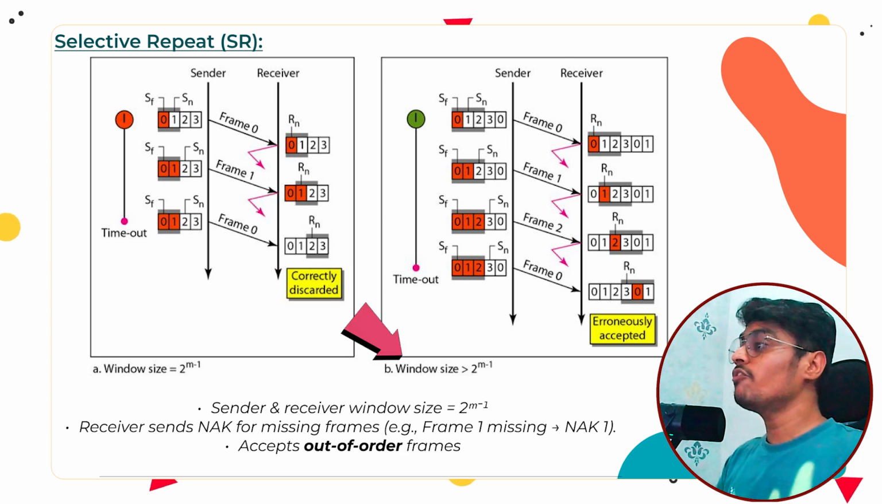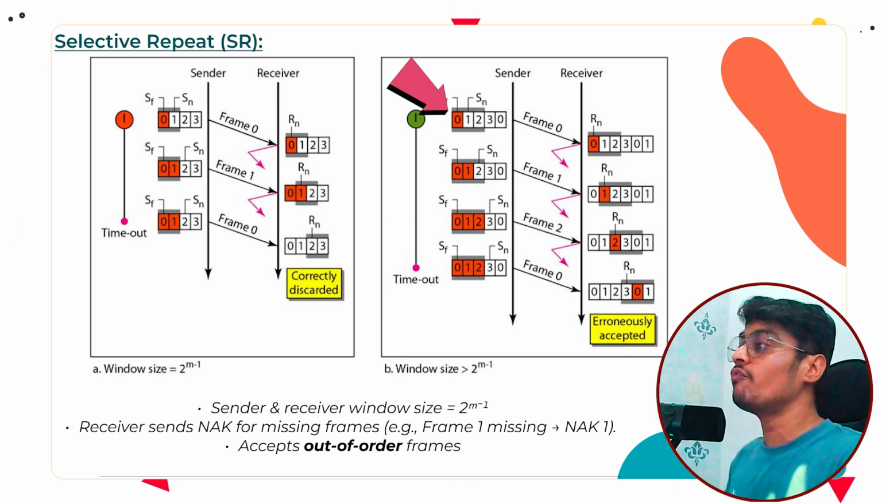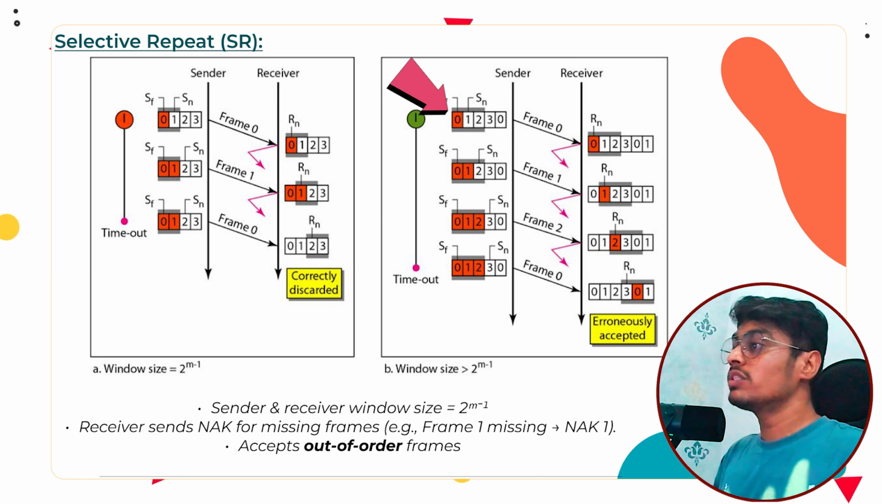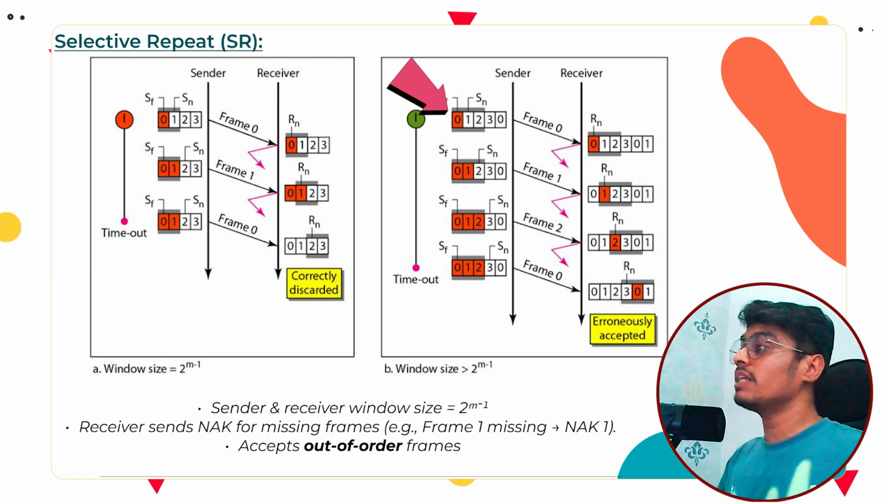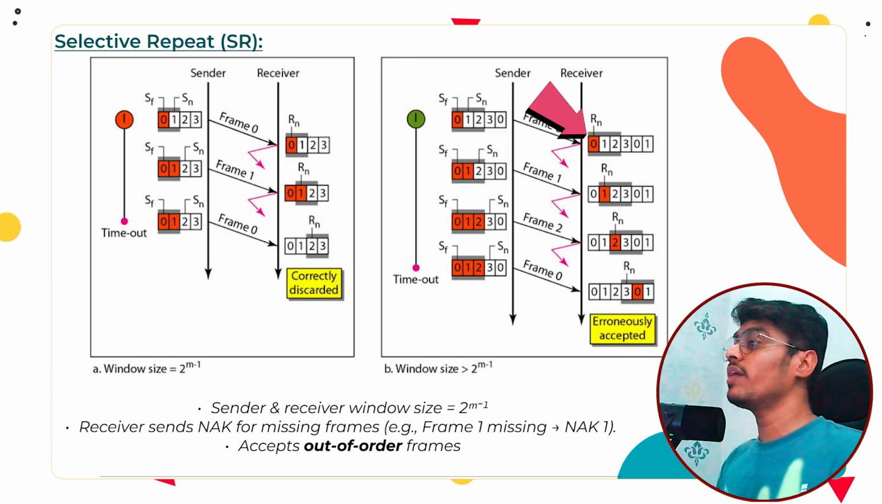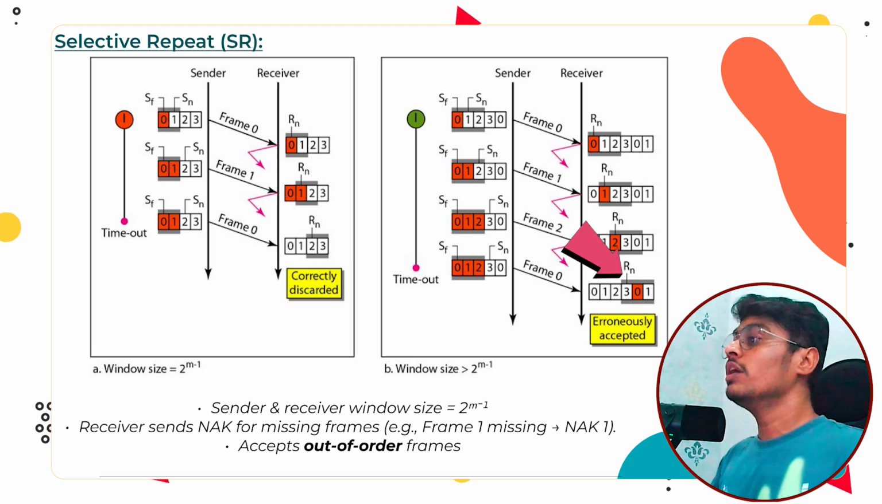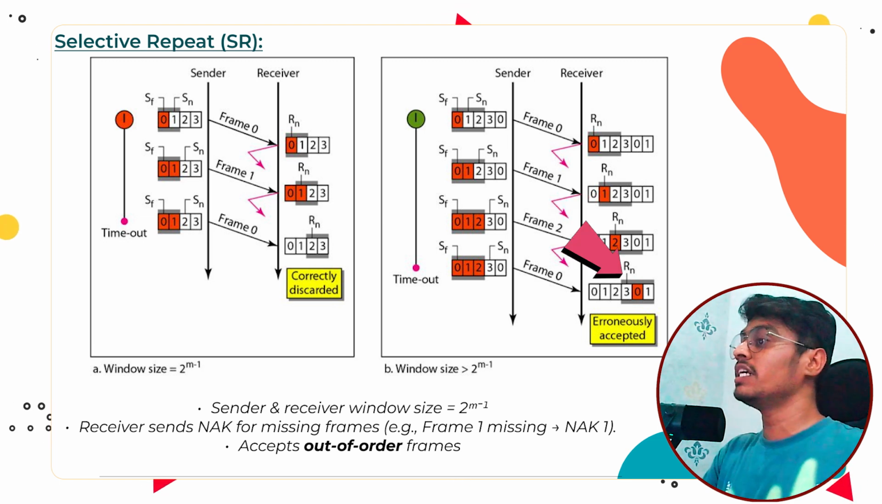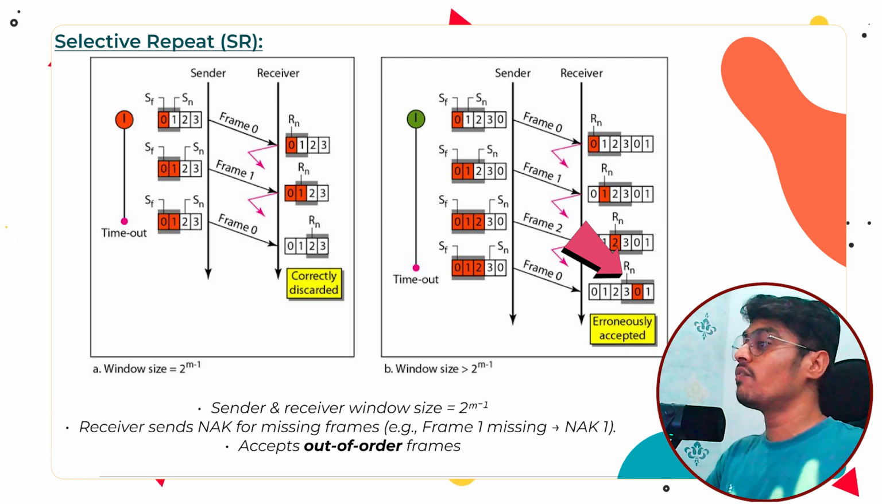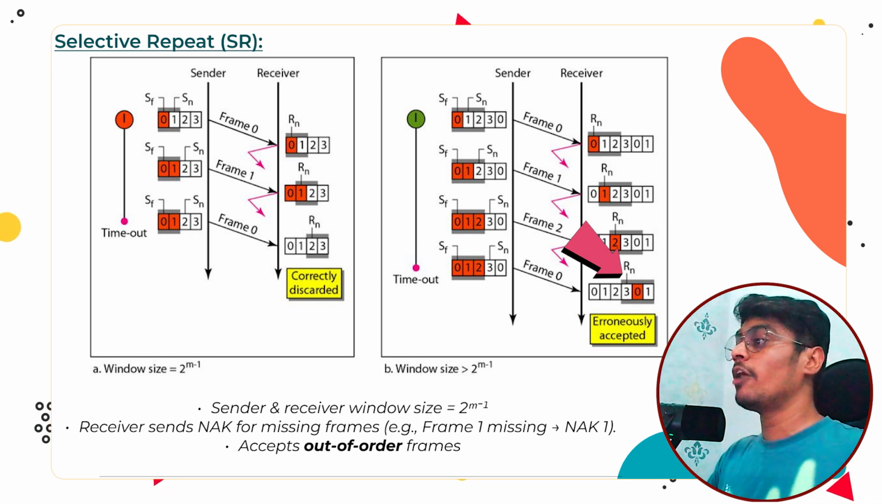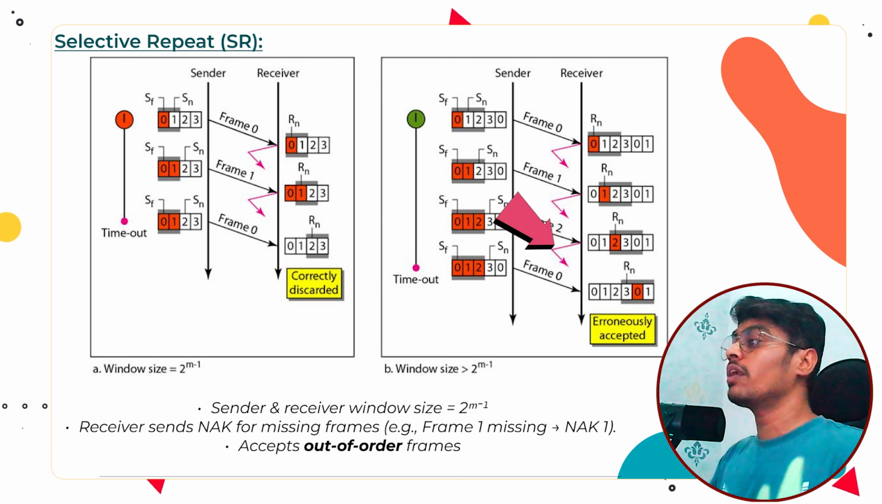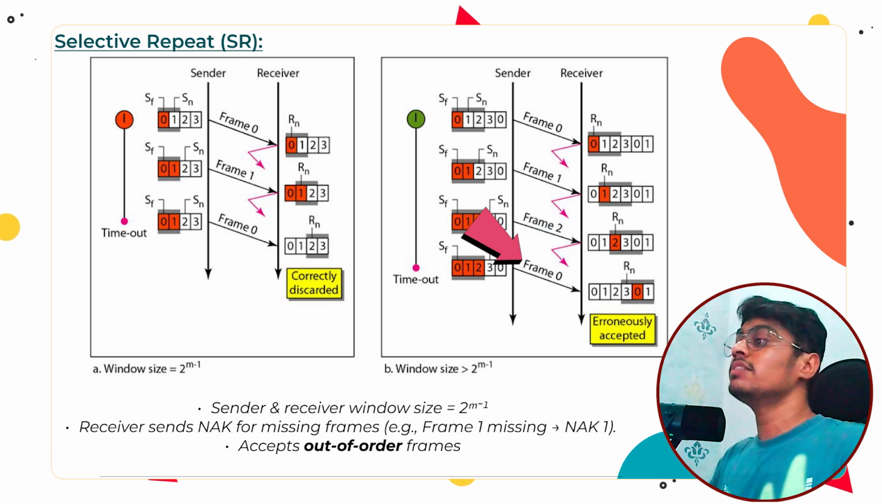Okay, but what if we made the window size greater than 2^(m-1)? Let's say instead of window size 2, we take window size 3. So we send 3 frames at once, 0, 1, 2. The receiver accepts all 3 frames, 0, 1, 2. Now where does the receiver window move? It moves to expecting frames 3, 0, 1. It wants frame 3, 0, 1 because frames 0, 1, 2 have been accepted, but the acknowledgements were lost on the way. The sender will send 0 again.